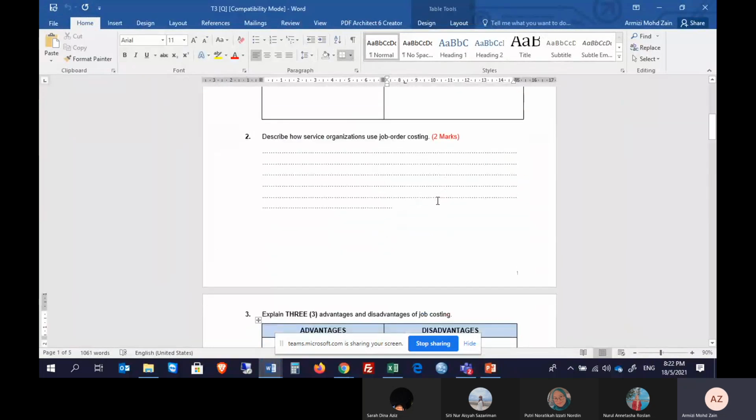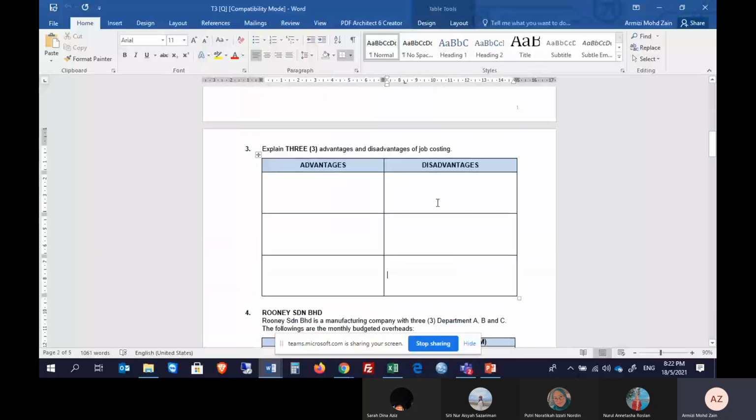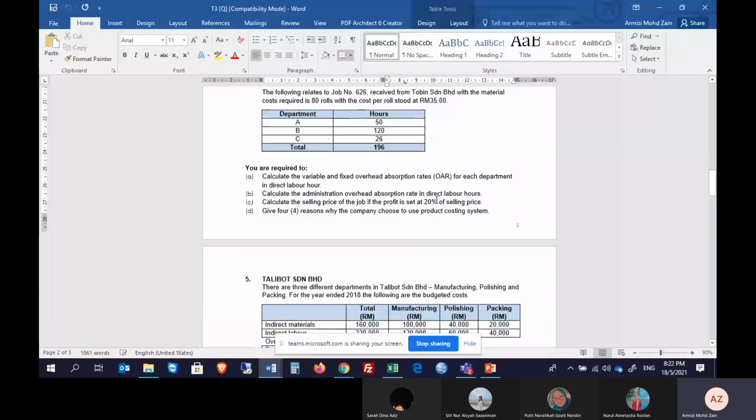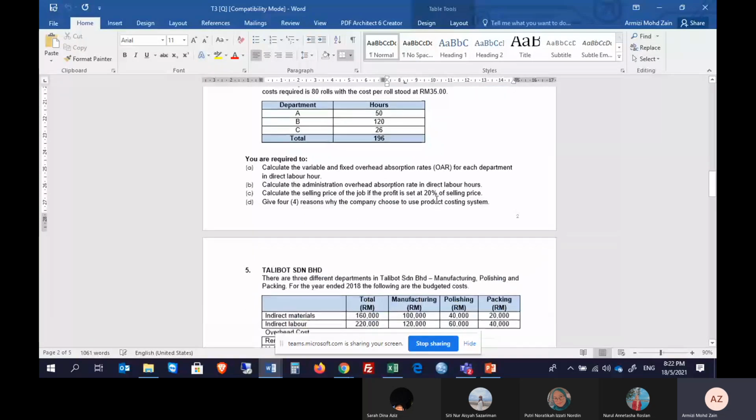Describe how service organizations like phone repair services, like salon, like spa, how they use job order costing, and explain 3 advantages and 3 disadvantages of job costing. And now we go to the calculation part of chapter 3.